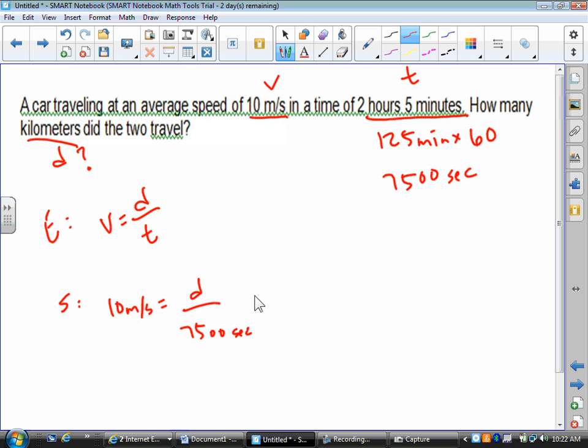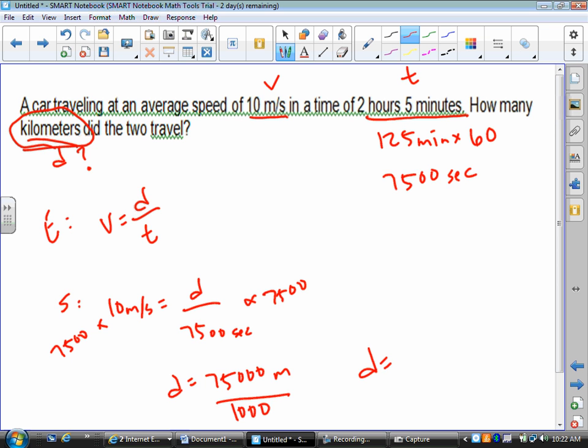So you multiply both sides by the time, 7,500. So you end up with distance equals 75,000 meters. If this is in meters, though, they want the answer in kilometers. So what would I do with that? How many meters are in a kilometer? 1,000, right? So we would actually divide this by 1,000 to get our distance in kilometers, which is 75 kilometers. So the car traveled 75 kilometers for this problem.